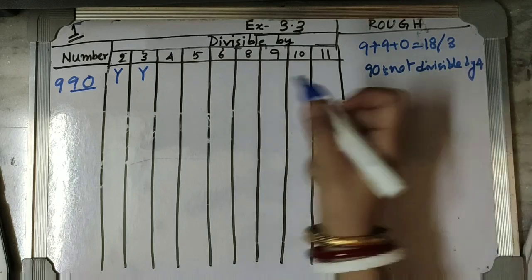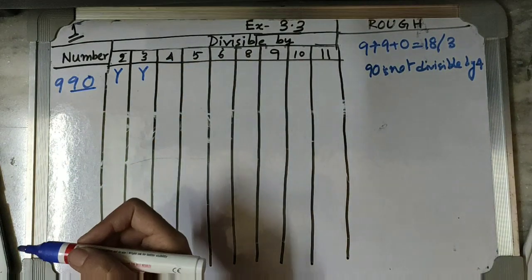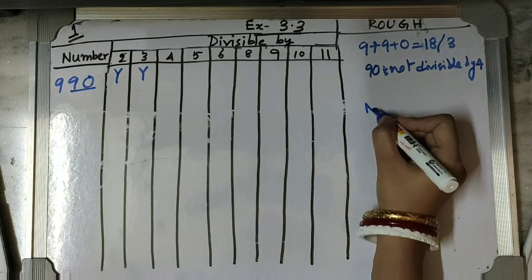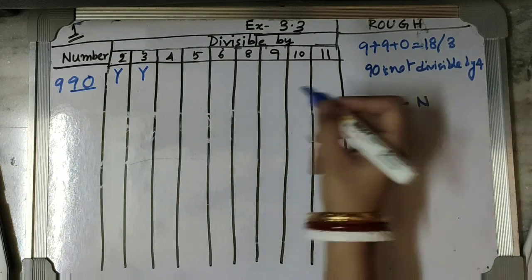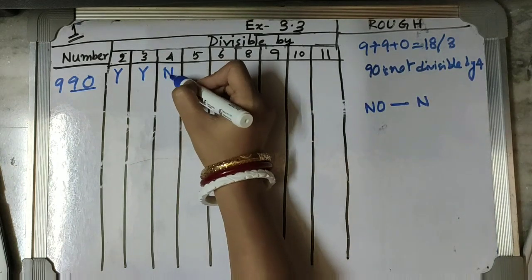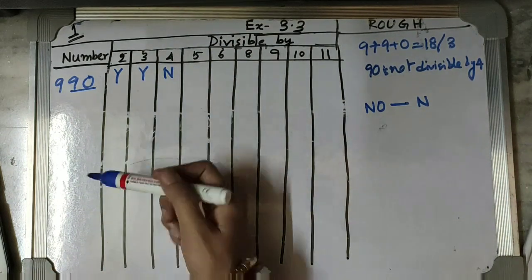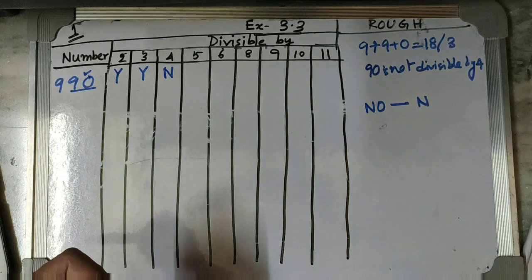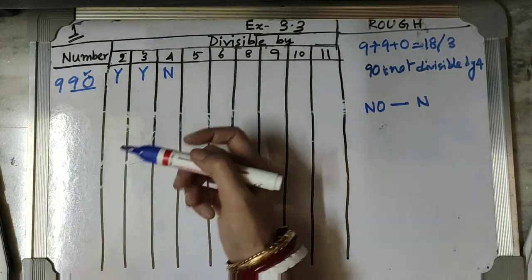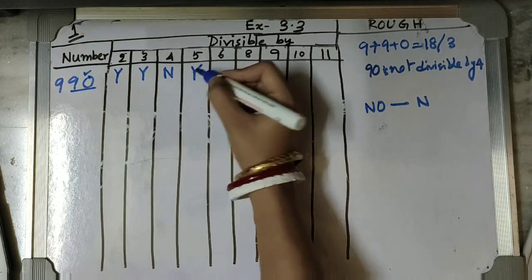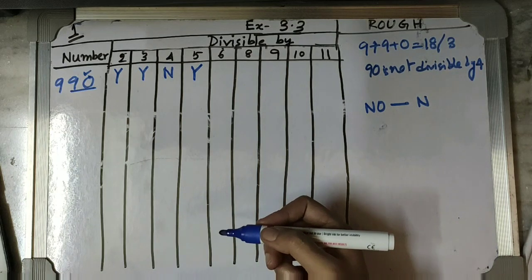So the number 990 will not be divisible by 4. So instead of no, we are writing n. Now for 5, it is very easy to understand because it is having 0 in its unit place. So the number must be divisible by 5. That's why we are writing y instead of yes.